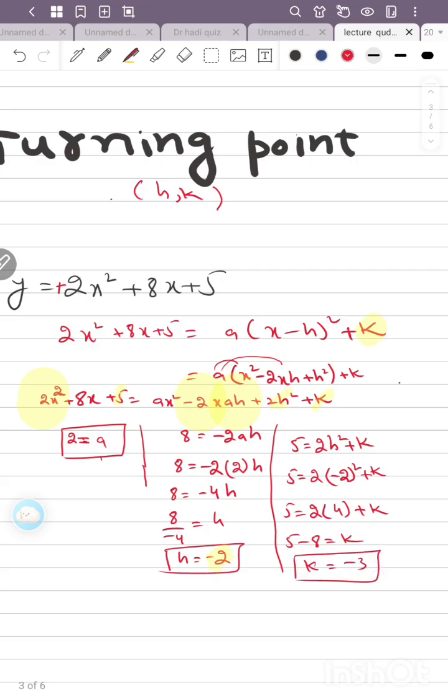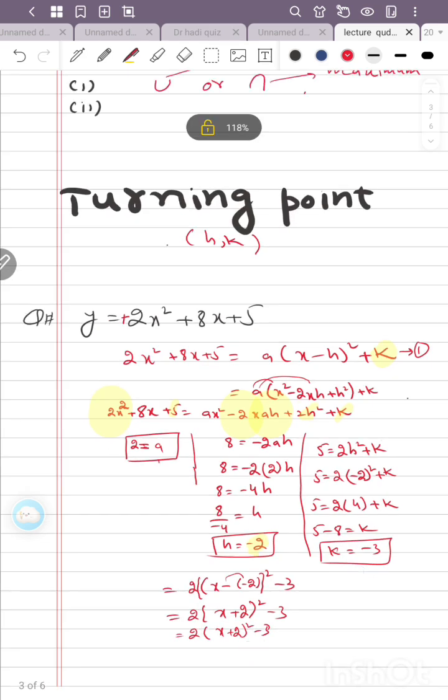So we have found a, h, and k. Now all these values we put in equation 1. I write it here, this is equation 1. So a is 2, x minus h. H is minus 2. We take its bracket and minus 3. 2 into x plus 2, because minus and minus will be plus, 2 square minus 3. 2x plus 2 square minus 3.